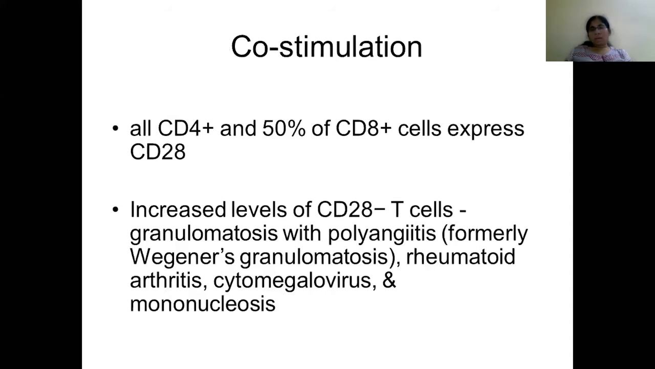Now, the accessory chains which are important are either CD4 or CD8, depending on which cell we are talking about. And along with that, we also require some more chains, and the most important is CD28, which is an important receptor which drives the activation of T cells. And this particular cell is important because it is a marker of autoimmunity in many autoimmune diseases, especially granulomatosis with polyangiitis, rheumatoid arthritis, cytomegalovirus, etc.